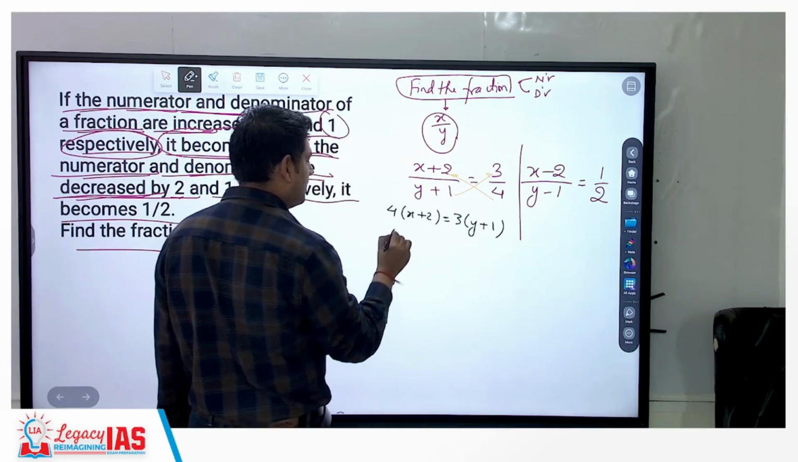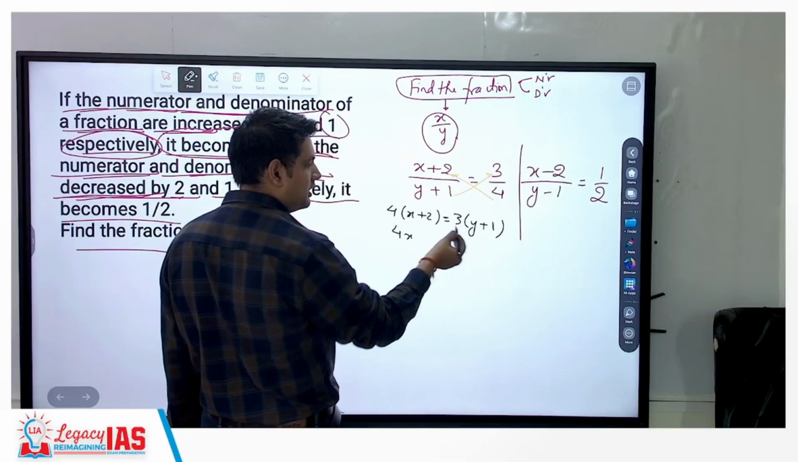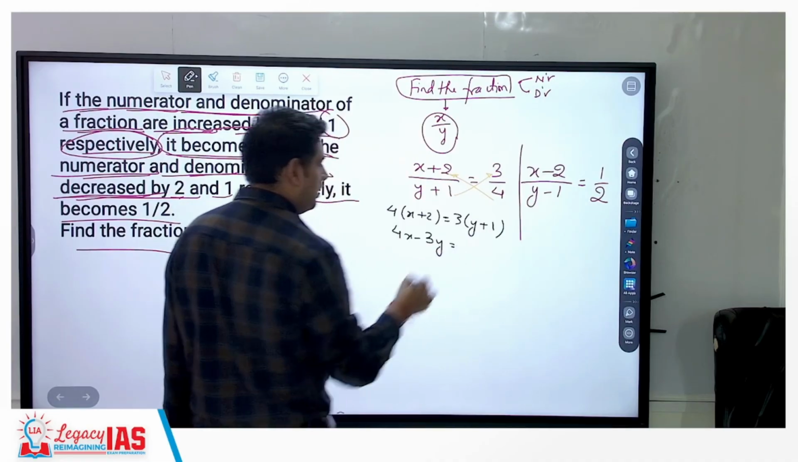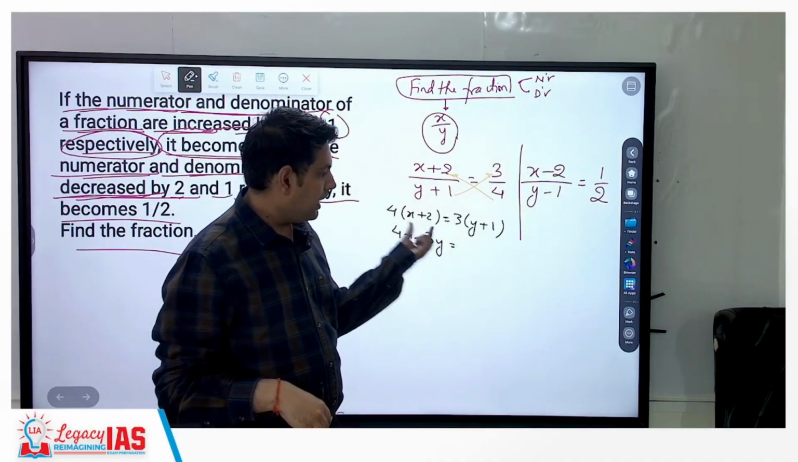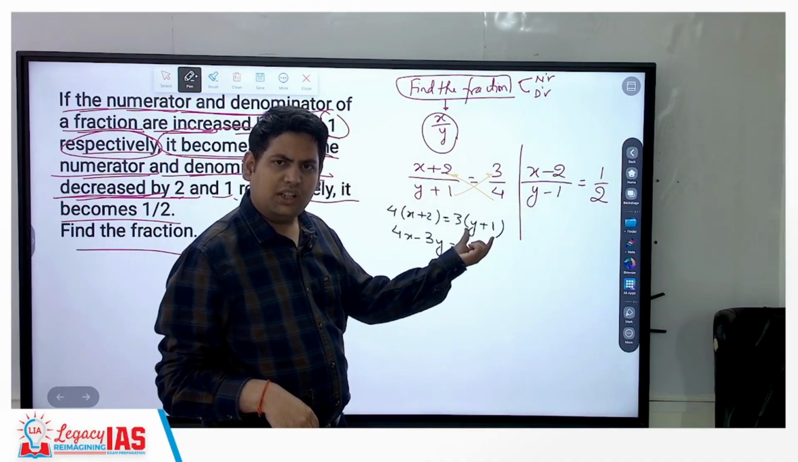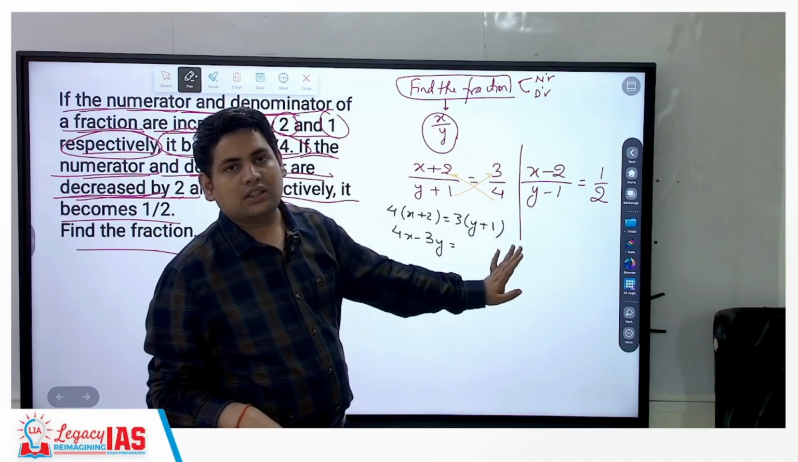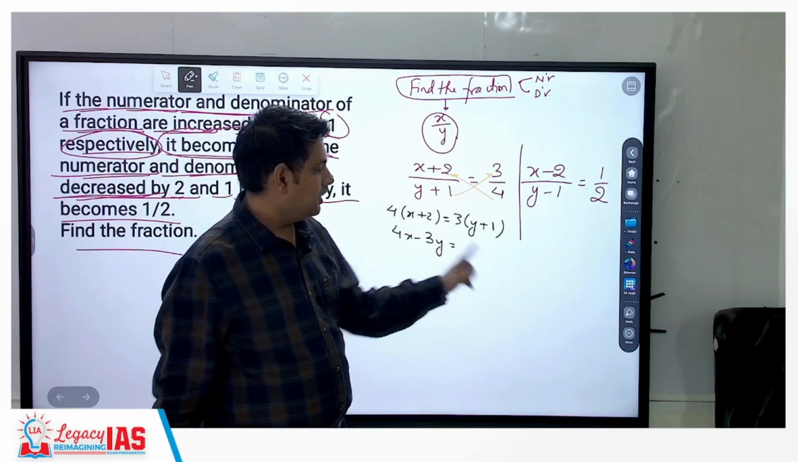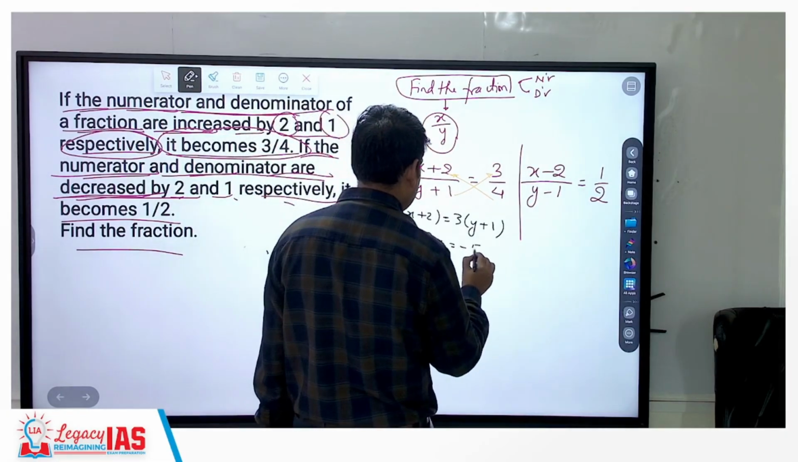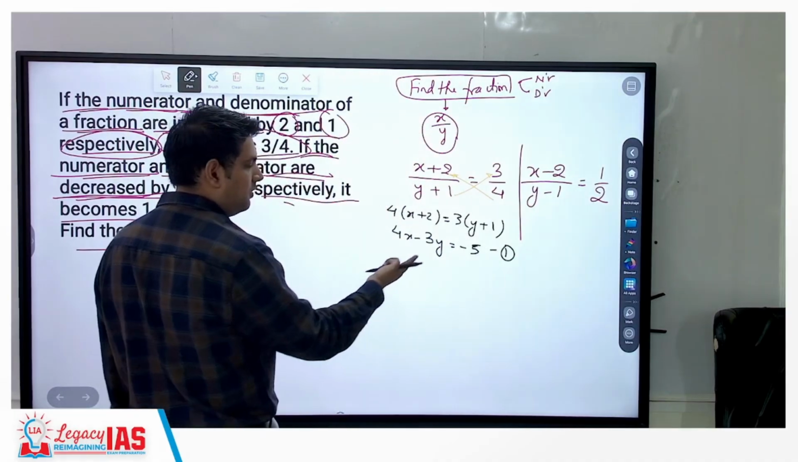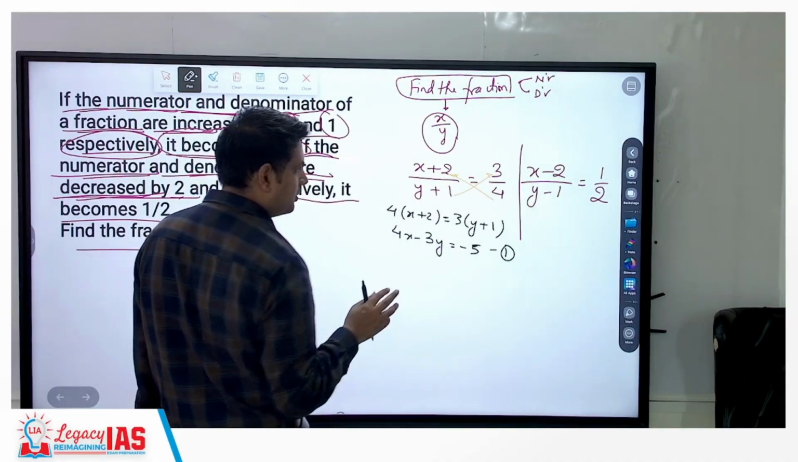I can write it as 4x, and this will become minus 3y. Now here I get 4 into 2, 8. Here 3 into 1, 3. So 8 and 3. Now if I send this 8 on this side, it becomes minus 8. So 3 minus 8 will become minus 5. This becomes your first equation. Can you see? Looking nice. 4x minus 3y is equal to minus 5.